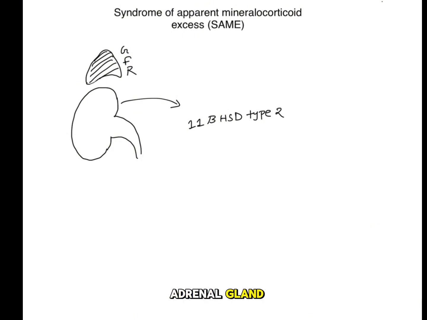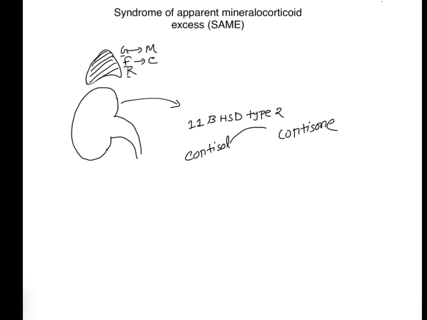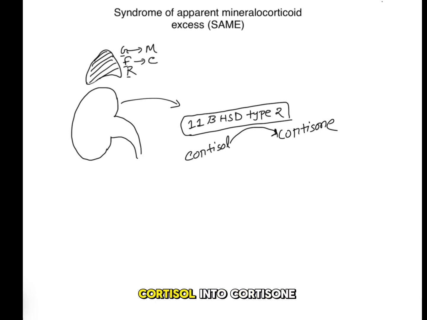We know that the adrenal gland, mainly the adrenal cortex, has three layers: zona glomerulosa, zona fasciculata, and zona reticularis. The zona glomerulosa produces mineralocorticoid, mainly aldosterone, and zona fasciculata produces cortisol. This cortisol has both glucocorticoid and mineralocorticoid activity. We know this cortisol is converted into cortisone by an enzyme that is produced in the kidney. The name of the enzyme is 11-beta hydroxysteroid dehydrogenase type 2, which converts this cortisol into cortisone.